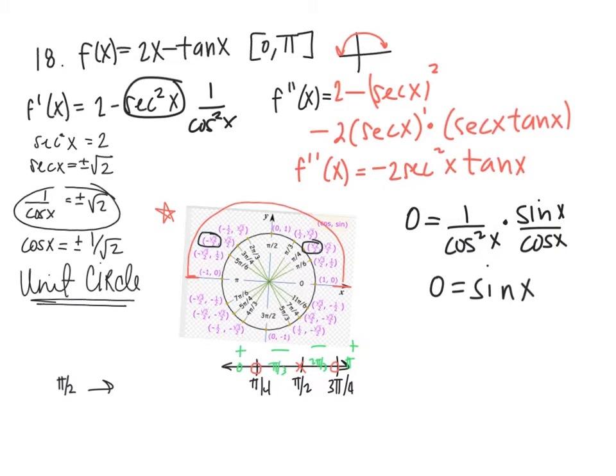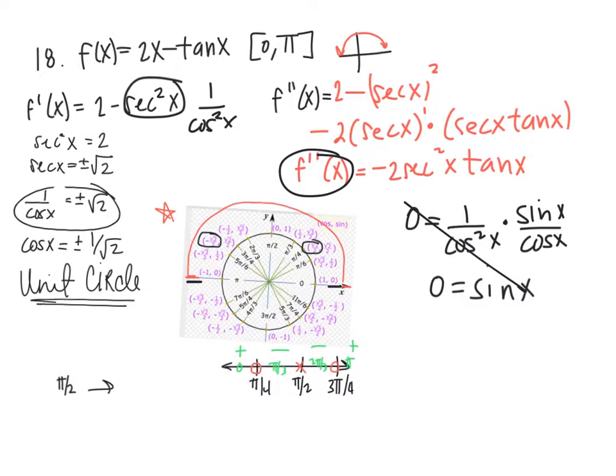Now we know that sine of x is 0 at 0 and at pi, but those are endpoints, and you cannot have a point of inflection on an endpoint of a graph. That doesn't make sense. So that's not going to work for us in this particular case. Setting f double prime of x equal to 0, we're not going to yield anything because those points are on the endpoints, and we're looking for points of inflection. That's not going to happen on the ends of the graph.